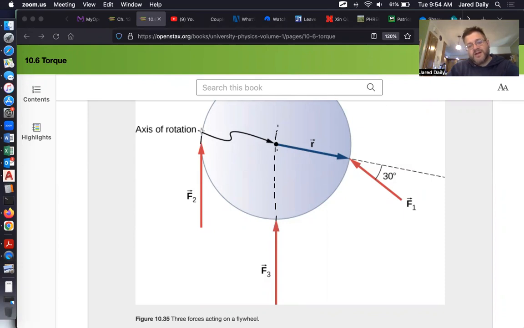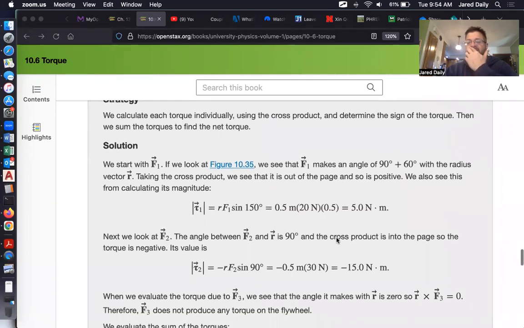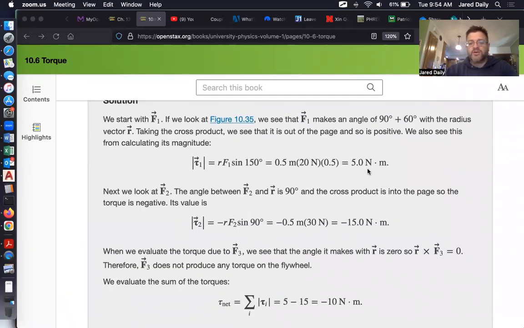This one, of course, is not. That's the line of action of that one. This one is also not. This is the line of action of that one. So they definitely have distances to that point. But this one goes right through that point. It doesn't have any torque from it. And then you can see that they do that here. They get the torque from 1, the torque from 2, and then the torque from 3, which is 0 because it doesn't have any distance.